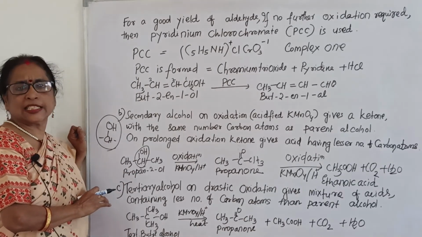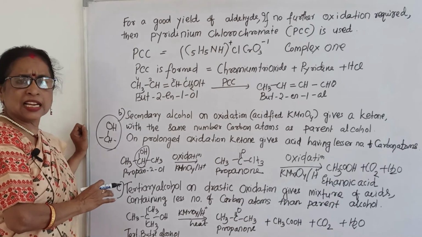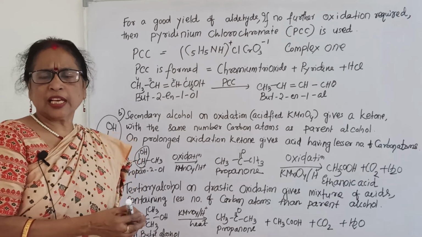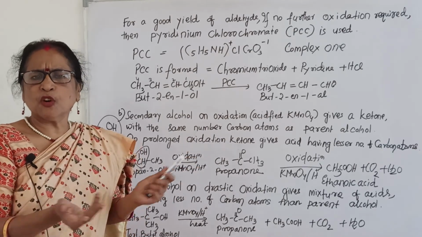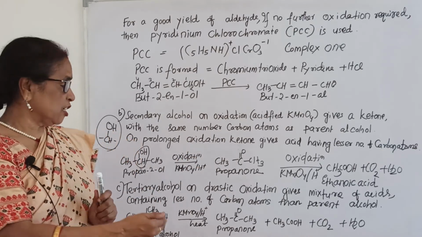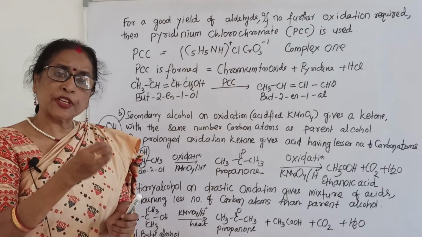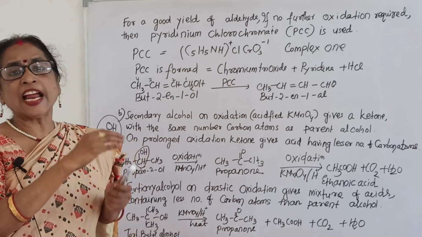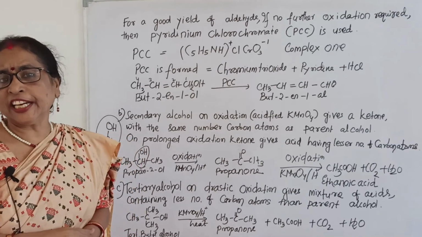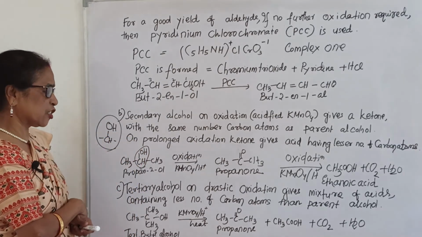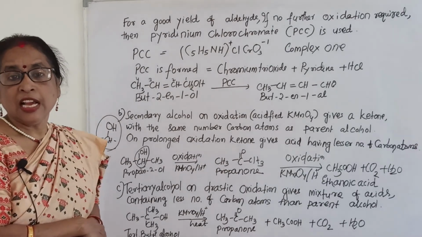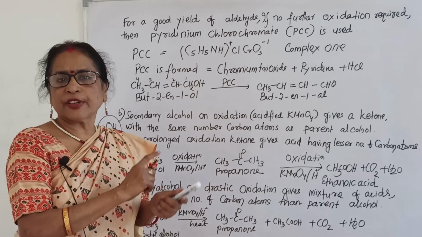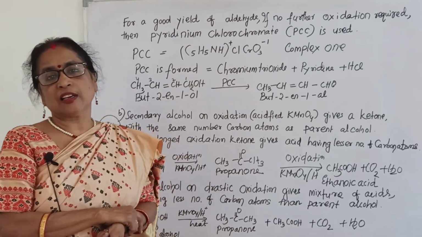Then come to tertiary alcohol. Tertiary alcohol does not undergo simple oxidation with acidified potassium permanganate; no reaction. Then drastic condition. Drastic condition means you take acidified potassium permanganate and heat it strongly. Then it is called drastic condition. It gives a mixture of acids which contain fewer carbon atoms than the parent alcohol.